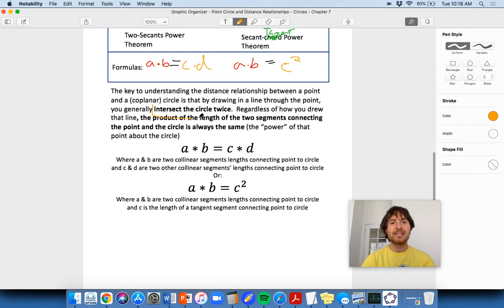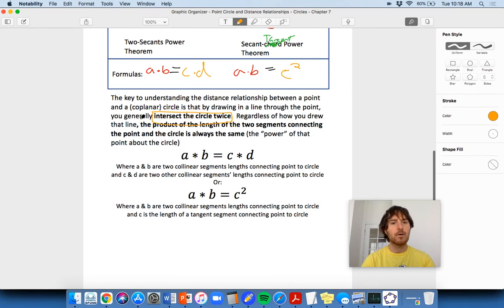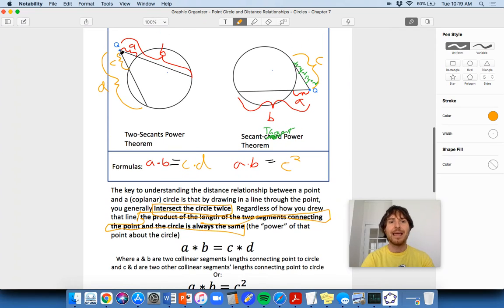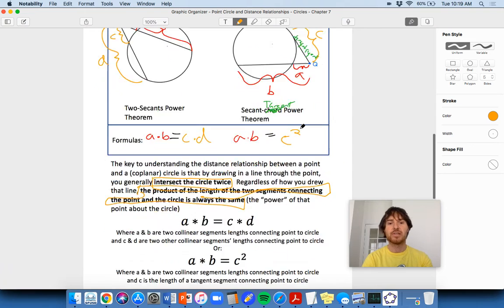Again, we usually intersect the circle twice. If we intersect the circle twice, you gotta remember, it's the product of the length of the two segments connecting the point and the circle, not the two segments that you think of, one connecting point to the circle and the other one just connecting 2 points of the circle. No. You don't care about that. You care about the length of point to circle times point to circle, or point to circle squared if that line is only going to intersect once because it's a tangent. So we have tangent segment there, okay?